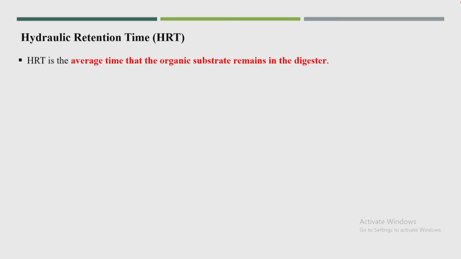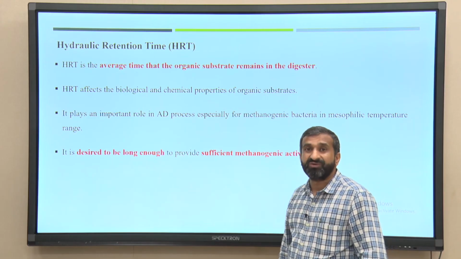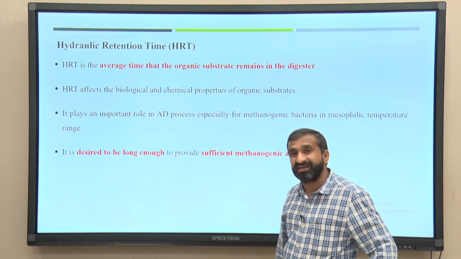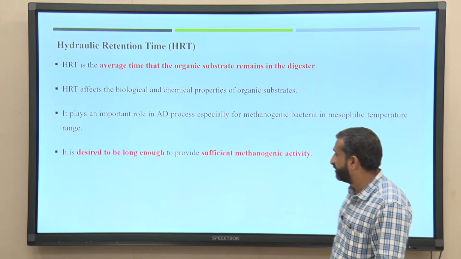So, HRT is the average time that the organic substance remains in the digester. HRT affects the biological and chemical properties of the organic substrate. It plays an important role, especially for methanogenic bacteria in the mesophilic range. It is desired to be long enough to provide sufficient methanogenic activity. But this is another problem. If you have a long or large HRT, your reactor size requirement will be more.